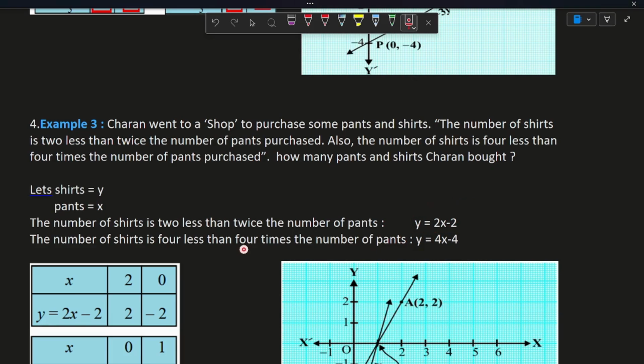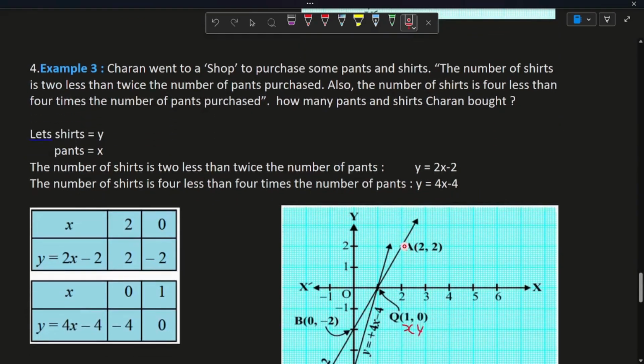Then come to the second sentence from the given data. The number of shirts is 4 less than 4 times the number of pants. So y equals 4 times the number of pants, so 4x. 4 less than, so I make it minus 4. y equals 4x minus 4. I'm just converting the statement form into mathematical form. Now I got the two linear equations.